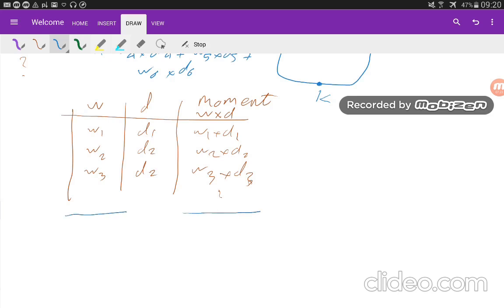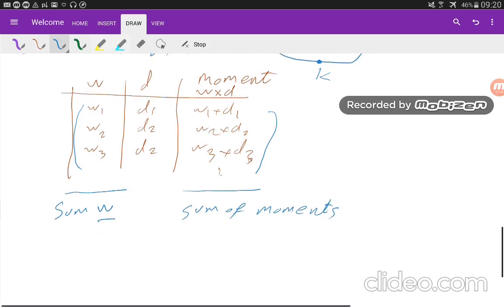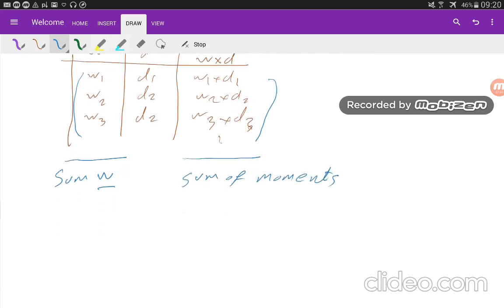we need to summarize whatever was here and whatever was here. Sum of weights and sum of moments. Position of center of gravity.